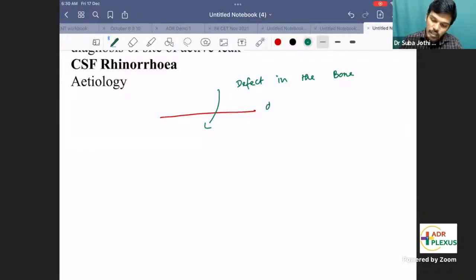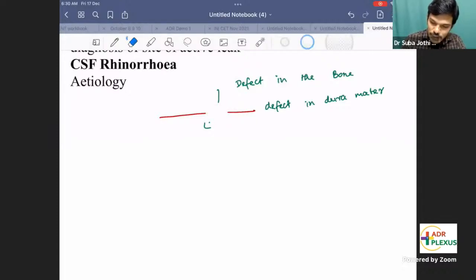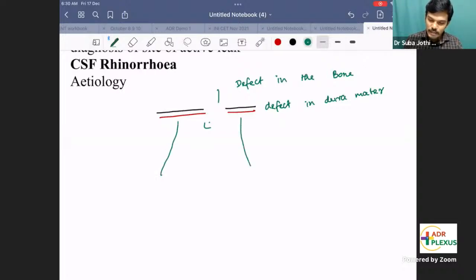There should be a defect in the dura mater also. Then only the subarachnoid space will give away CSF fluid. So there should be a defect in the bone and a defect in the dura. Technically here there will be the nasal cavity, and here there will be the cranium. So CSF fluid from the cranium enters into the nasal cavity.